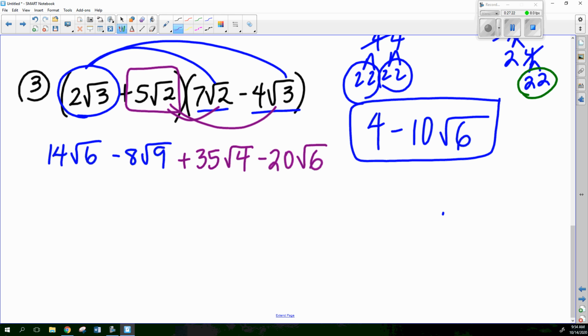Now it's just a big addition and subtraction problem, right? So we simplify everything we possibly can, and then we look for like terms. All right, well, if I break down the square root of 6, do I get any pairs? Nope. So that's going to stay the square root of 6. So 14 square root of 6 stays.